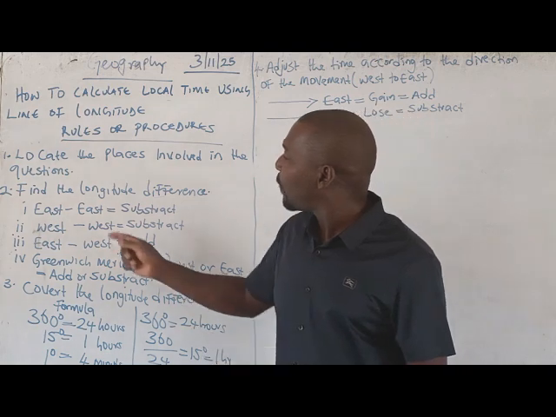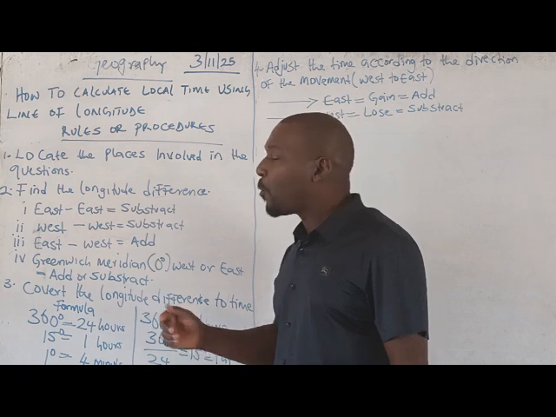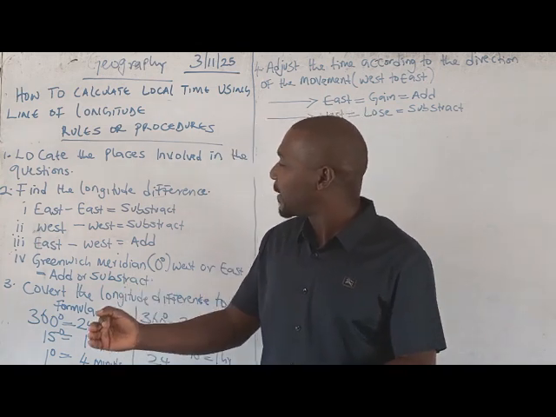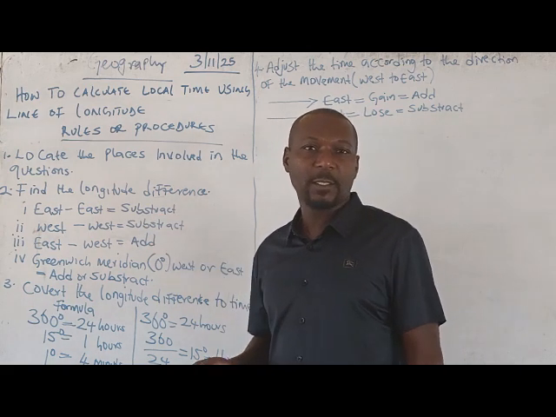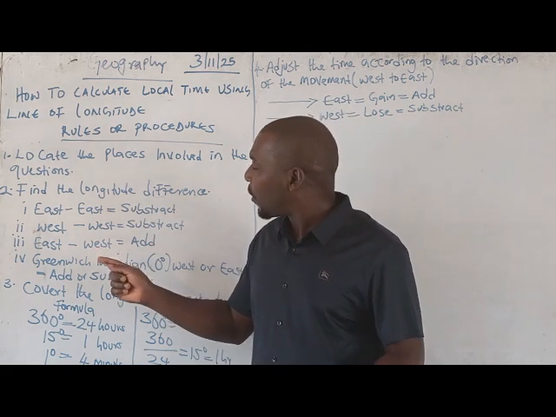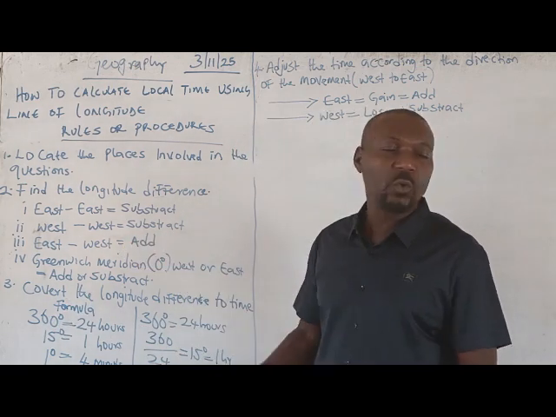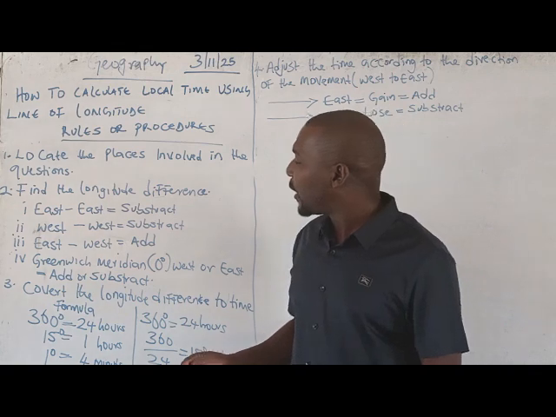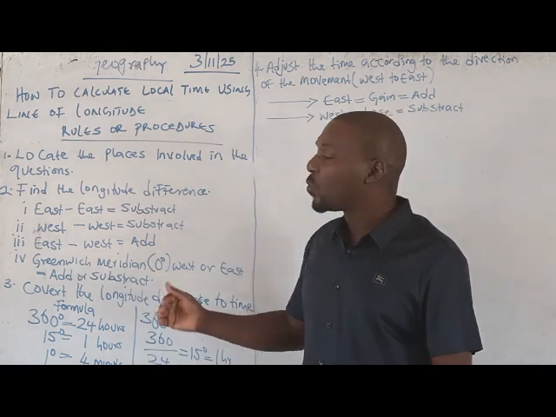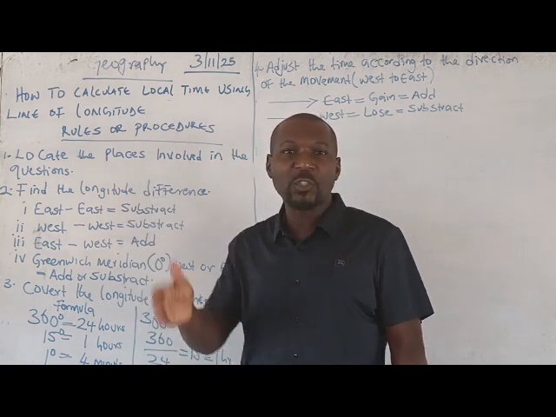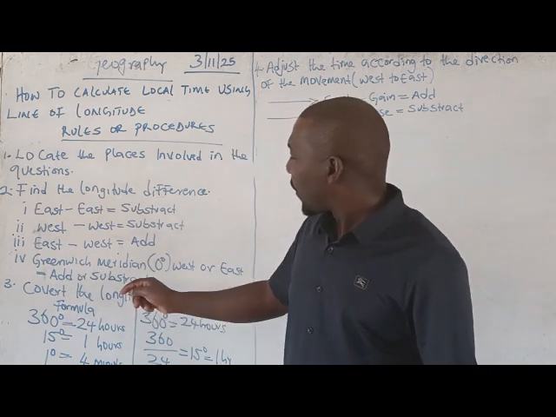Number two, you have to find the longitude difference. In finding the longitude difference, if both countries fall in the east part of the globe, you are to subtract. If both countries fall in the west, in the same zone, you are also to subtract. But if one country falls in the east and the other in the west, you have to add the longitude degrees.